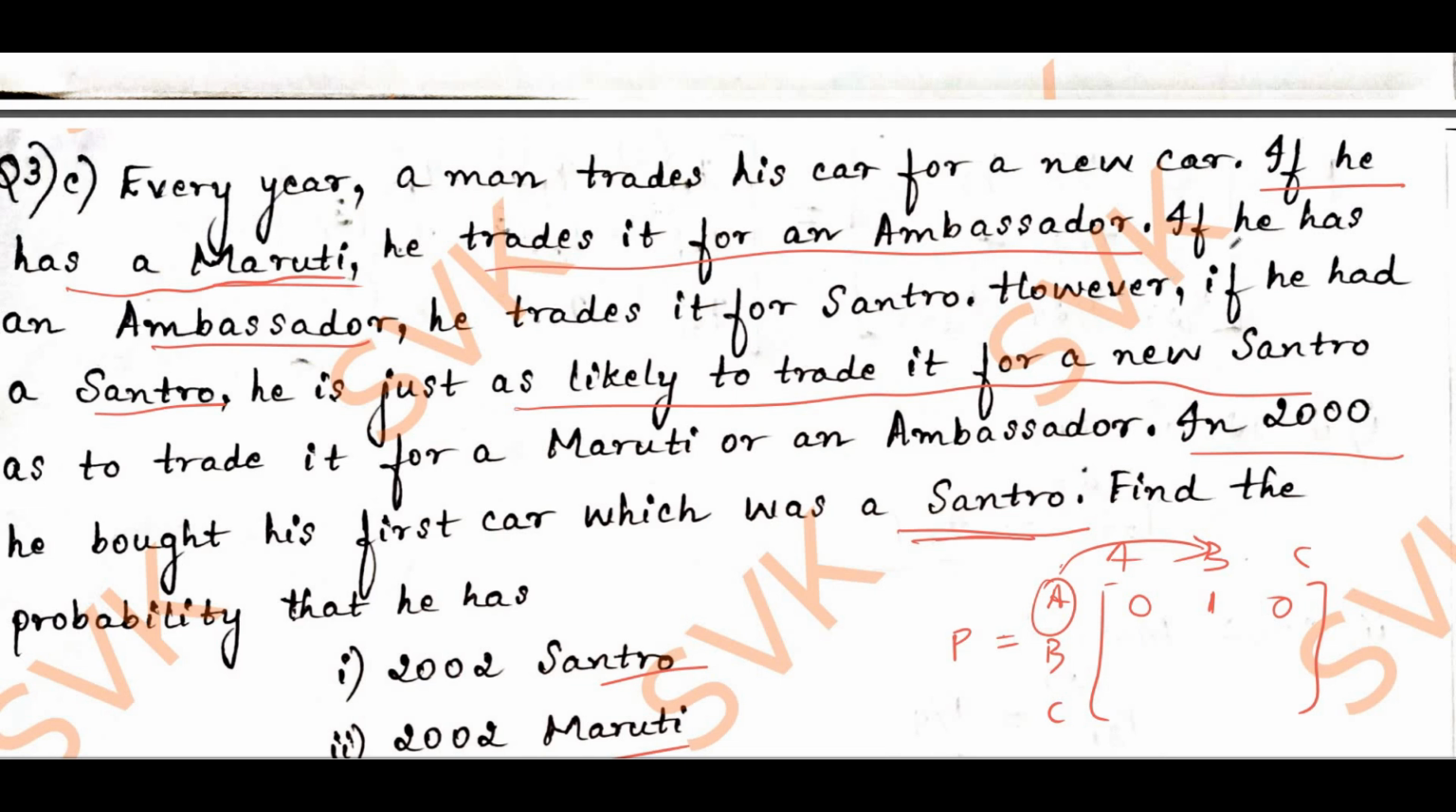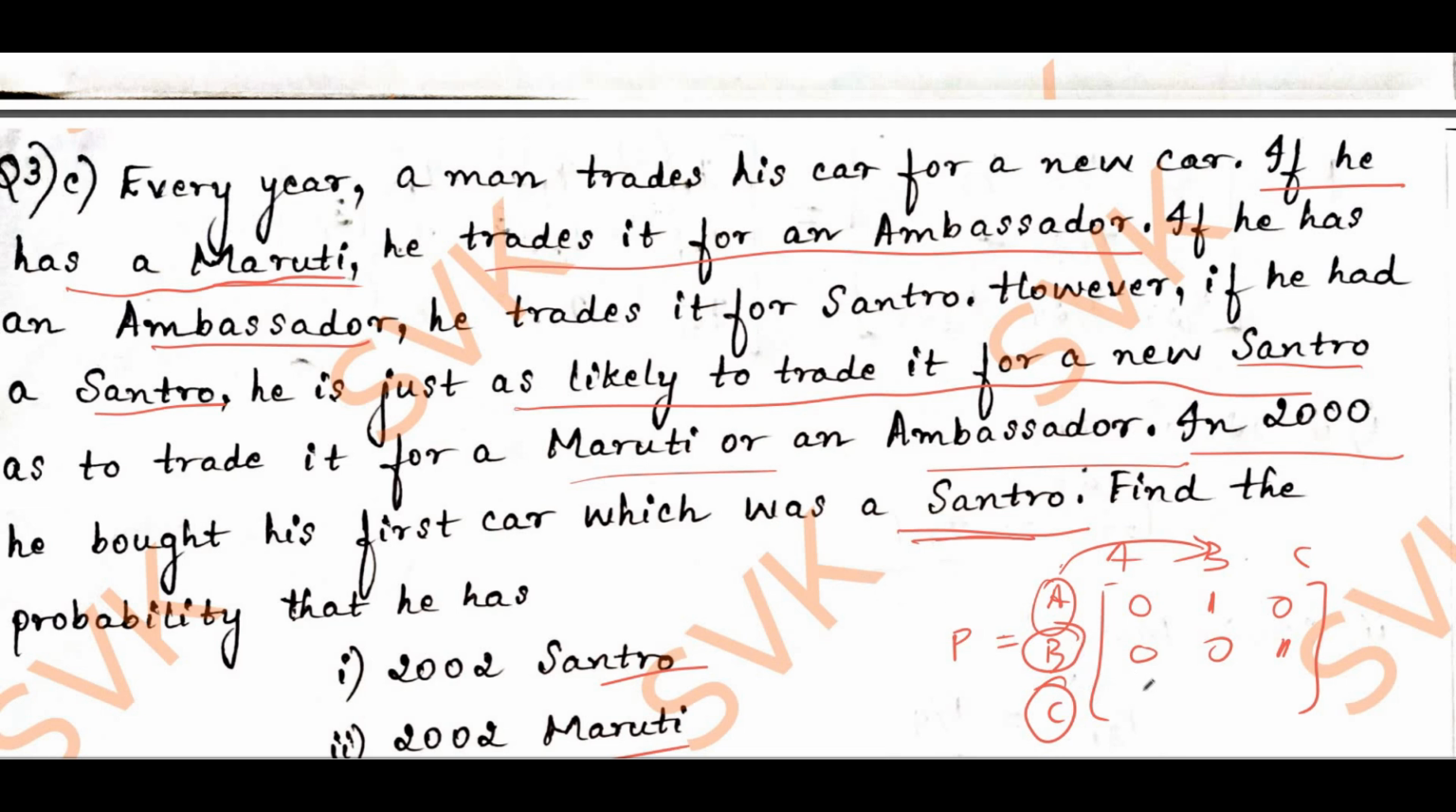Next, if he has an Ambassador, he trades it for a Santro. No other option, so he is trading with Santro. Next, going with option C, if he has a Santro, he is just as likely to trade it for a new Santro as to trade it for a Maruti or an Ambassador. So he is trading with all three cars.